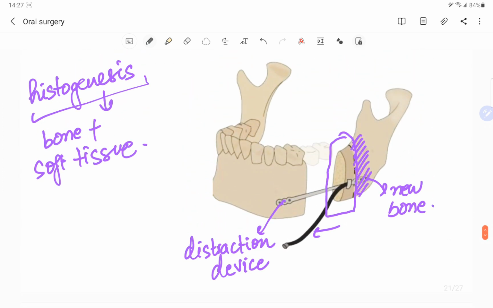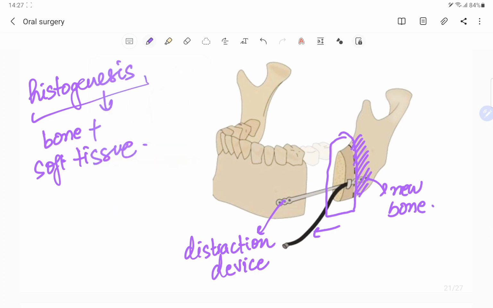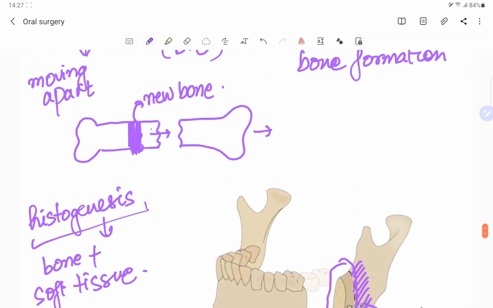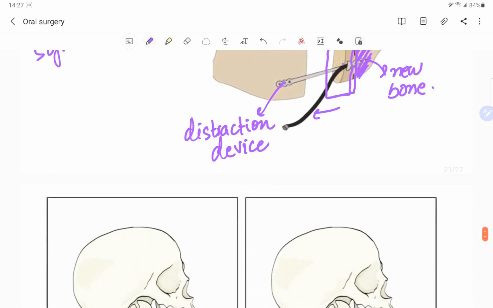So this is the main principle or the main goal of distraction osteogenesis, that is the formation of new bone, so that there is no requirement of bone graft. So how do we achieve it? By gradually separating the two bone fragments. So we are gradually separating the bone fragments, and therefore we are inducing this bone formation.